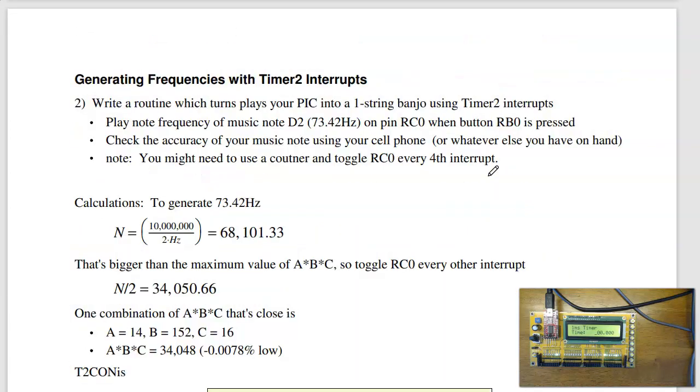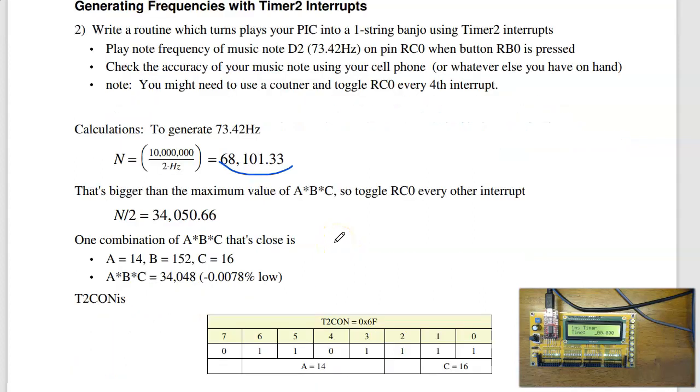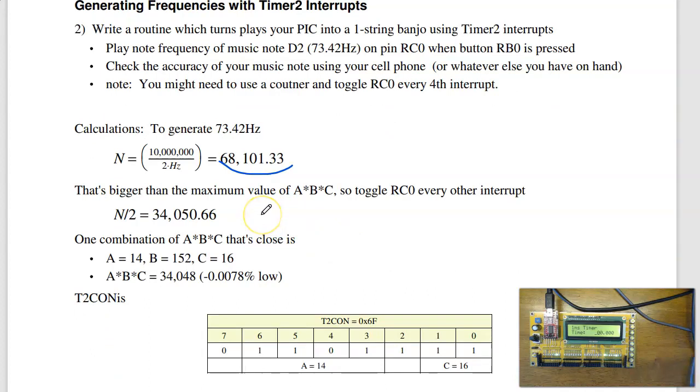Problem 2 is looking at building a 1-key piano. So if I want to generate a frequency like 73.42 hertz, what I do is I generate how many clocks between interrupts. N is 10 million divided by 2 times frequency. I want to interrupt toggle every 68,101 clocks. Now that's bigger than the biggest you can do with timer 2. The biggest this can be is 65,536.